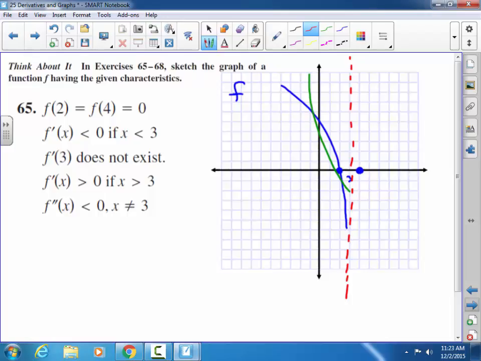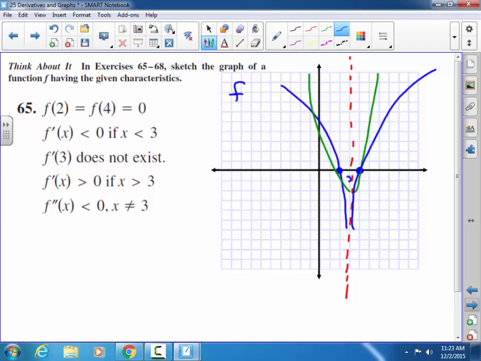The first derivative is greater than 0 if x is greater than 3. What does that mean? It's going to be increasing. The function is going to be going up. So the function's either going up like that, or the function is going up like that. Either the green or the blue. Does that make sense?